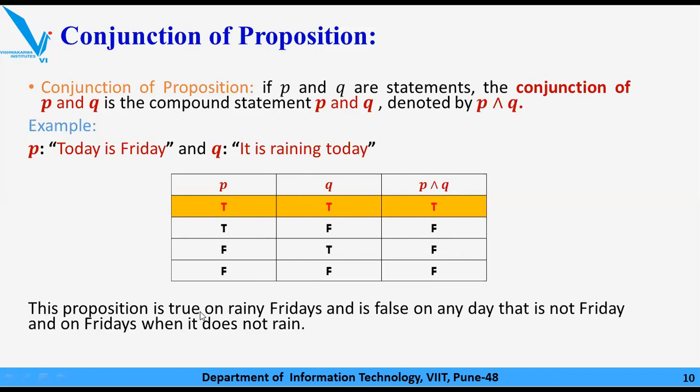This proposition is true on rainy Fridays. Yes, because it says it is rainy today, and today means Friday. It is true on rainy Fridays and false on any day that is not Friday, and on Friday when it does not rain. So in any case where a condition is false, it does not give you a true value. In summary, P and Q gives you a true value only if both conditions are true. This is the conjunction of propositions.